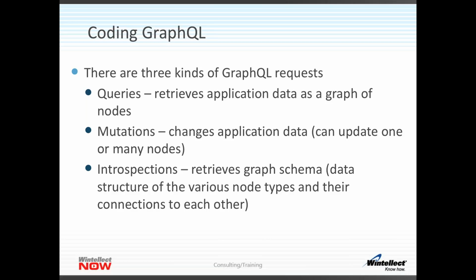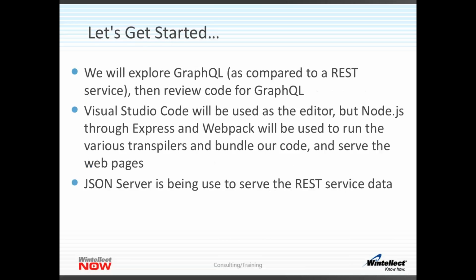But the GraphQL mutation query is a special type of query that allows you to pass data up to the server. Then finally, we have what are called introspection queries. These are the kind of queries that actually pull back the schema of the GraphQL server, so you can look at the various data structures and what their relationships are to each other.